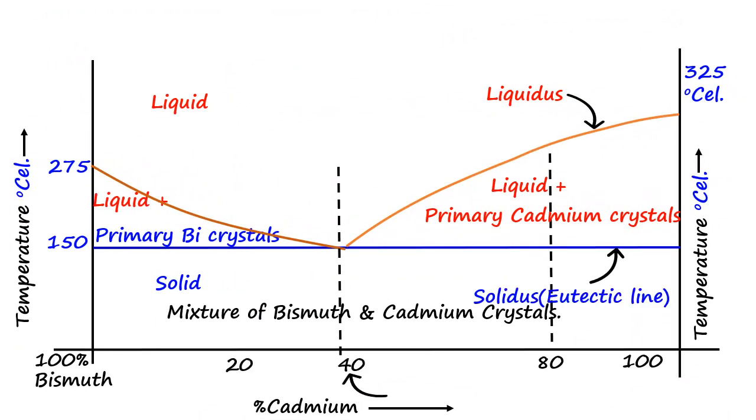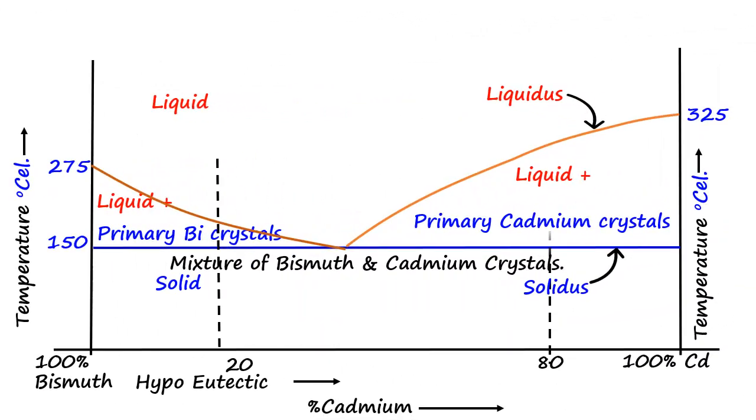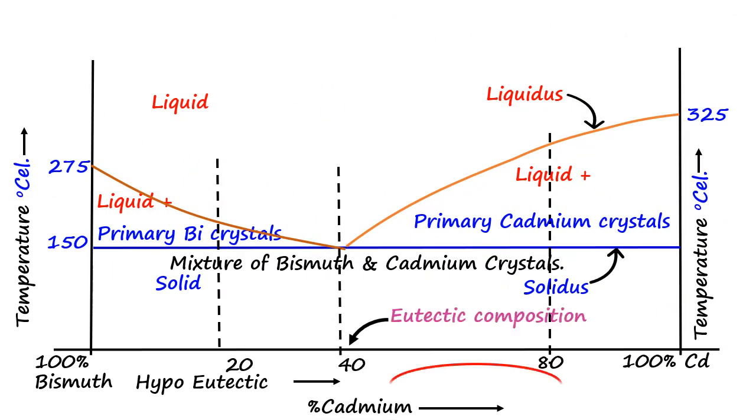When alloying element percentage is less than the eutectic composition, it is known as hypoeutectic alloy. For example, bismuth cadmium 50. When alloying element percentage is more than in the eutectic alloy, it is known as hypereutectic alloy.